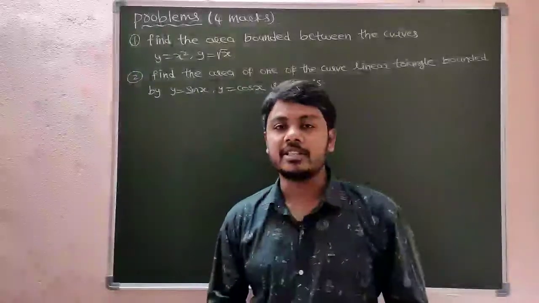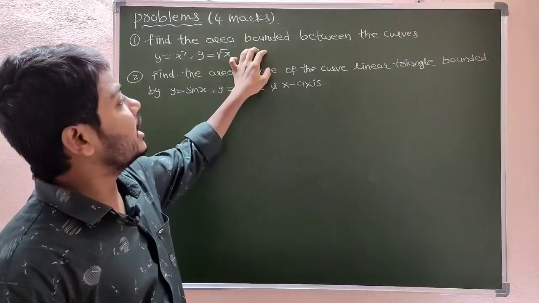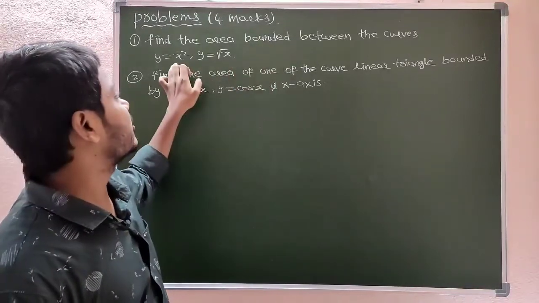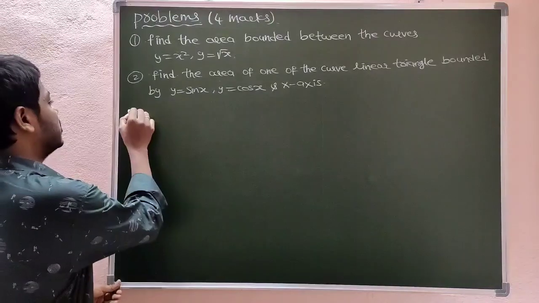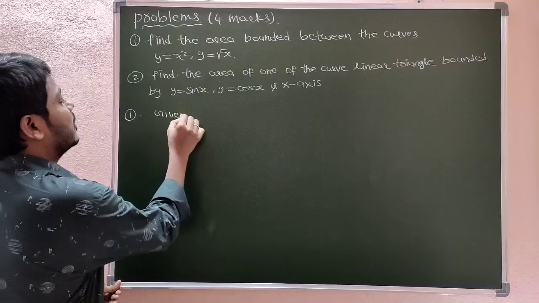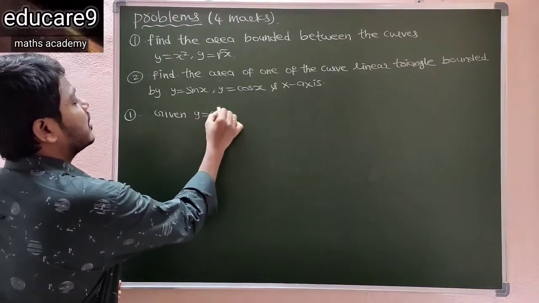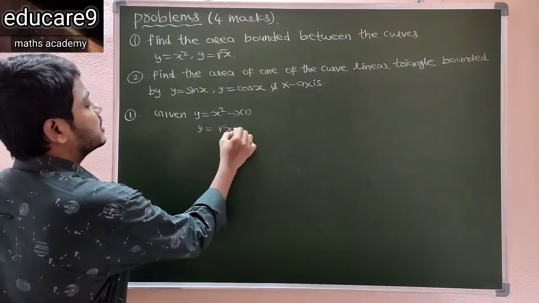For this session, we will discuss a few problems. See the first problem. Find the area bounded between the curves y is equal to x square and y is equal to root x. So, see the solution. Given curves y is equal to x square and y is equal to root x.